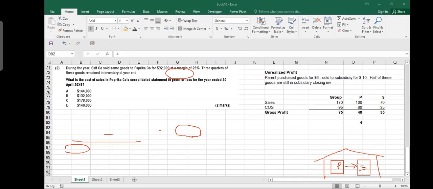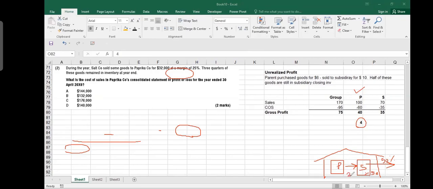You may have three warehouses in your factory. When you move goods from one warehouse to another, it is not considered a sale. If S sells these goods outside, then it is okay. But as long as the goods are inside, the group cannot realize this profit. This profit may be realized by P, but for the group it is unrealized. Now, what happened is that 50% was sold, and 50% remain within the group, still under the same roof. And what is the profit on this 50%?